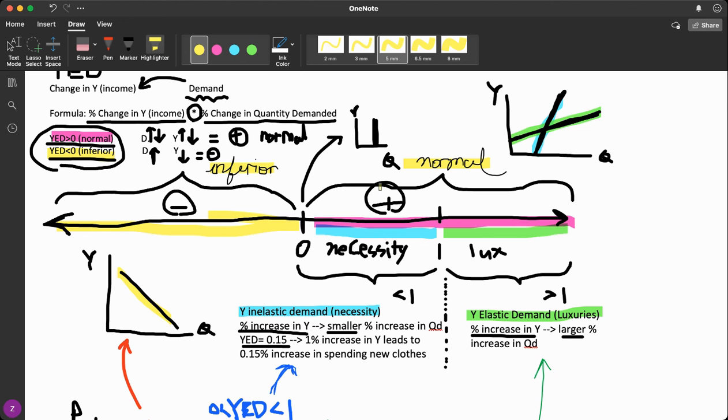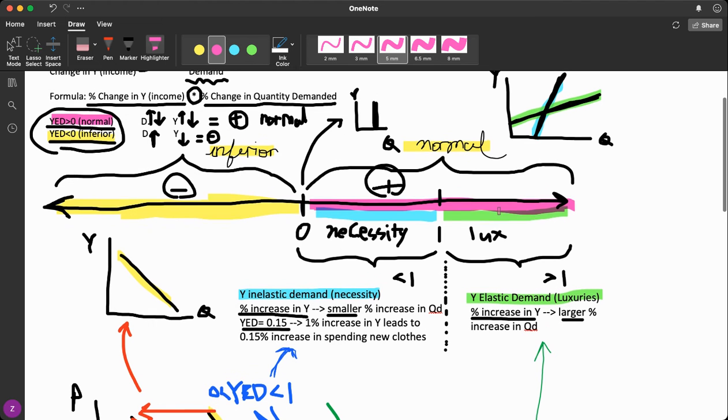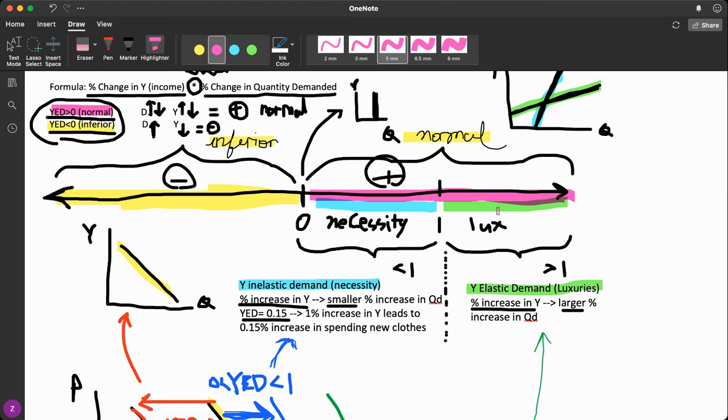Okay, so now let's see this handy-dandy timeline that I drew for you. This left region will represent inferior good, and the region on the right represents the normal good. So if the YED value is between 0 and 1, then it has income inelastic demand. It is still a normal good, but a percentage increase in income leads to a relatively smaller percentage increase in quantity demanded, right? So people will definitely consume more if they have more money as they become wealthier. Goods are usually necessities like food and clothing.